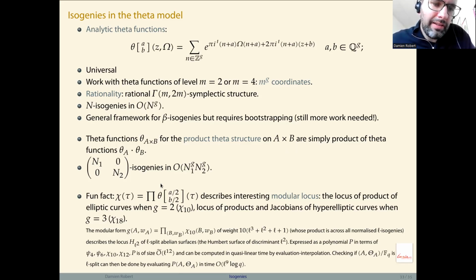A fun fact, okay, no, I will skip this part. We can use modular forms from theta functions to find interesting modular loci. In dimension 2, this modular function describes products of elliptic curves. In dimension 3, it describes the locus of products in the Jacobian of elliptic curves, and it gives a way to test if an abelian surface is split. It's not quite the most efficient way, but it gives a way, using modular forms, to test if an abelian surface is split. So let me skip this part.